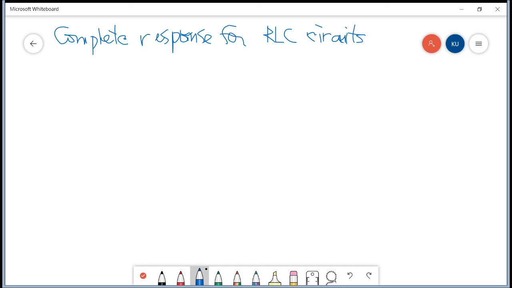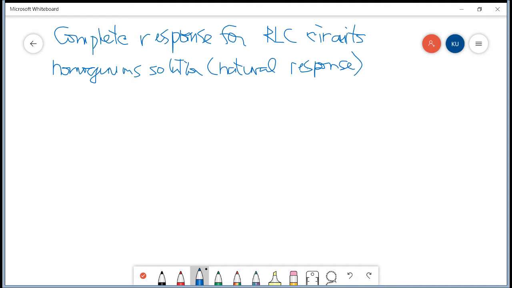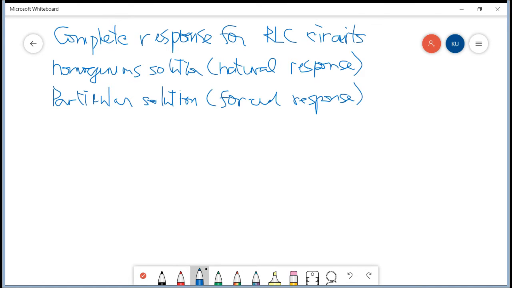Complete response means it includes both the homogeneous solution, or in circuit theory we will call it the natural response, which means that it doesn't involve any source, and also the particular solution, and in circuit theory we'll call it the forced response, which means it relates to the source, the independent source or dependent source, no matter, or analogous to a mechanical system, it is just like an external force.